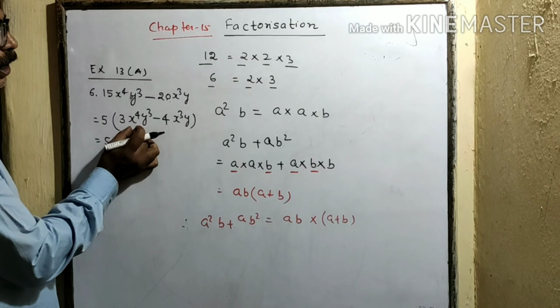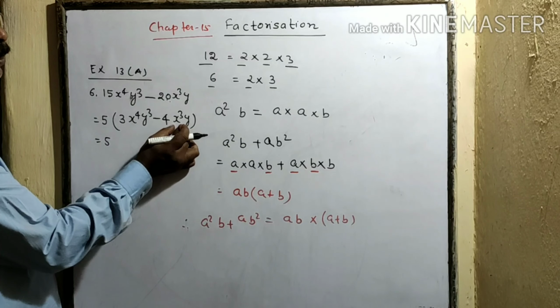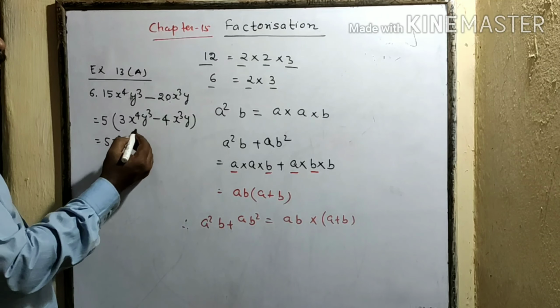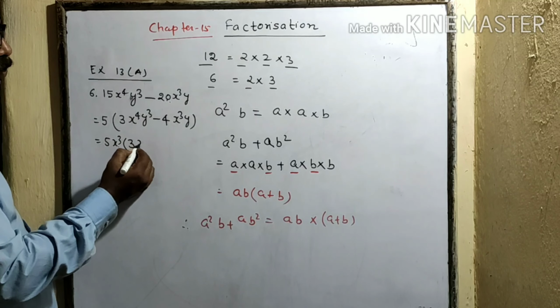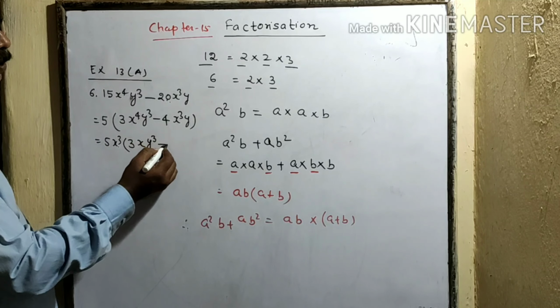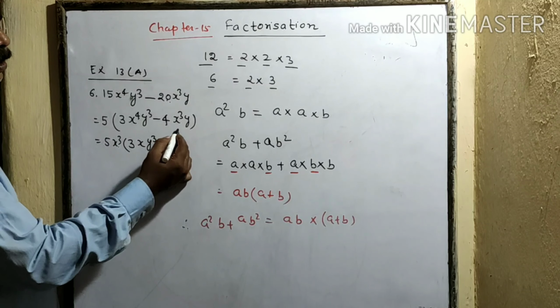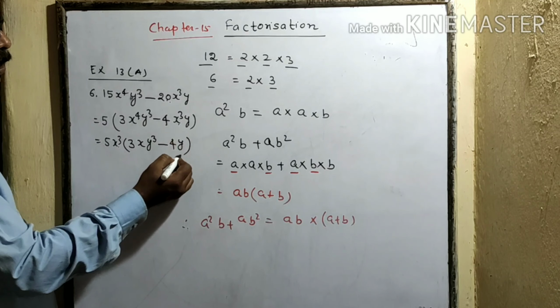Between x^4 and x^3, what is common? x^3 is common. So we'll take x^3 as common. So from here 3 is copied. From x^4, x^3 is taken, so x is left. Then y cube. 4 is copied. x^3 is taken out, so nothing is left. So it is 1 into y, so it will be y.